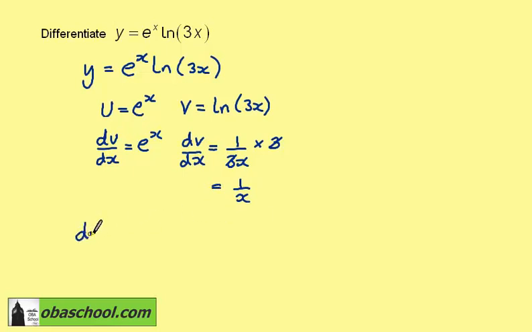dy dx for a product then is given by v times du dx, so that's e to the x log 3x, plus u dv dx, which is e to the x over x.